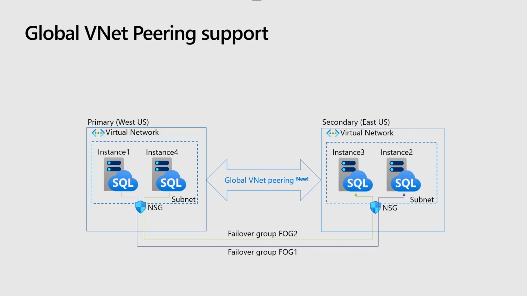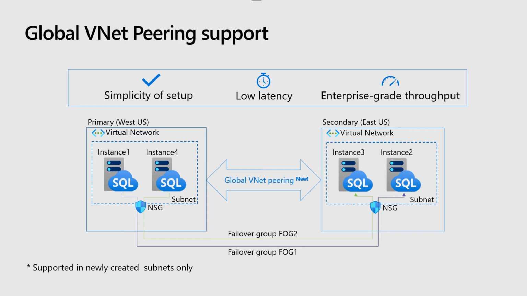Now with global VNet peering, you are getting really ease of setup, a low latency solution, and a throughput that is not limited at all by the global VNet peering itself. So basically, there are no additional restrictions on bandwidth within the global peering, aside from the bandwidth that's already allowed for the instance.